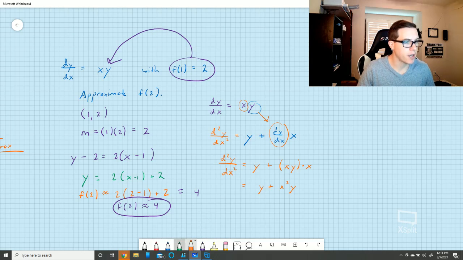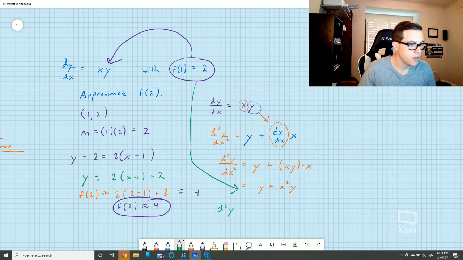And I want to check the concavity at our initial condition. So plug our coordinate into the second derivative. A lot of times you'll see this notation: second derivative at the coordinate 1, 2 is, and plug it in. Y is your 2 plus x squared y is your 1.